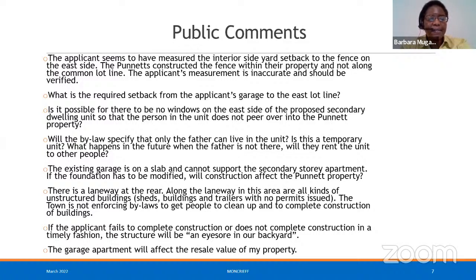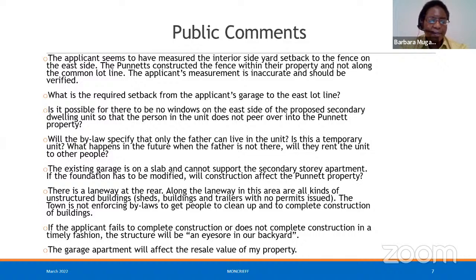The next comment says the existing garage is on a slab and cannot support the secondary story apartment. If the foundation has to be modified, will construction affect the Panet property? In my experience, no, construction would not affect the next door. So I think that they are fine in that respect. They have commented that there's a laneway at the rear of the site, and that there are buildings and structures there. Some have been built without permits. The issue is that the town is not enforcing bylaws to get people to clean up and to complete construction of buildings. The best I can do with respect to this comment is forward it to the bylaw enforcement officer at the town and see if they could address the comment.